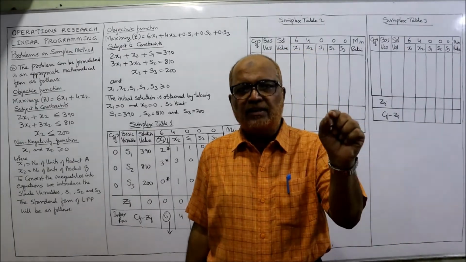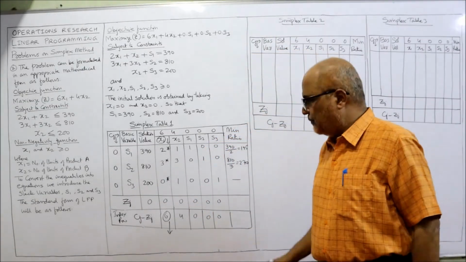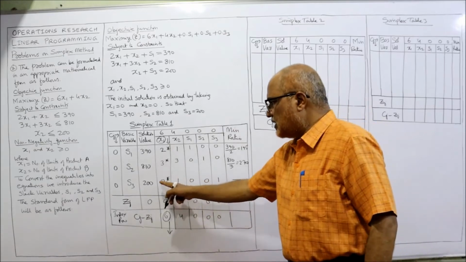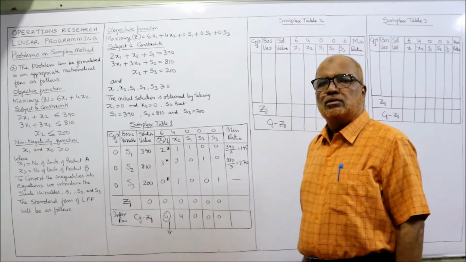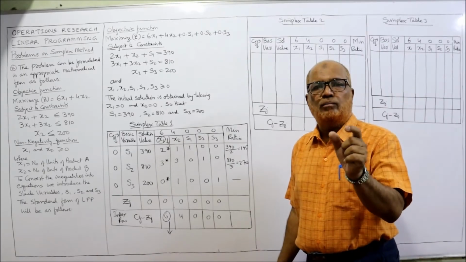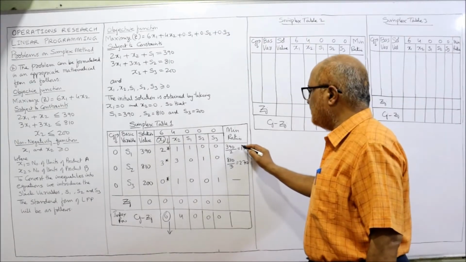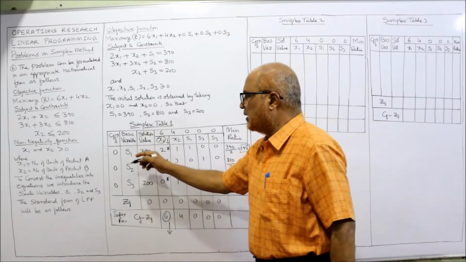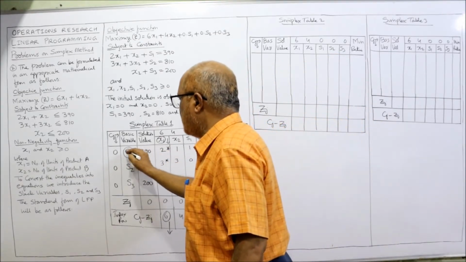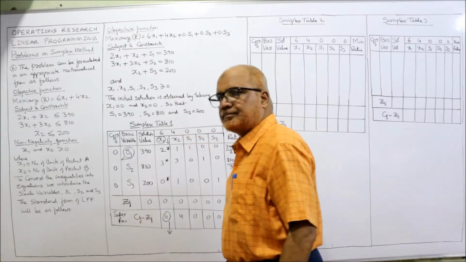When anything is divided by 0, it will be undefined, infinity. So here 0 is there, 200 by 0, infinity. Of these values, whichever is the lower value, the minimum value, 195 is minimum. For which value is it 195? S1. So S1 will depart.